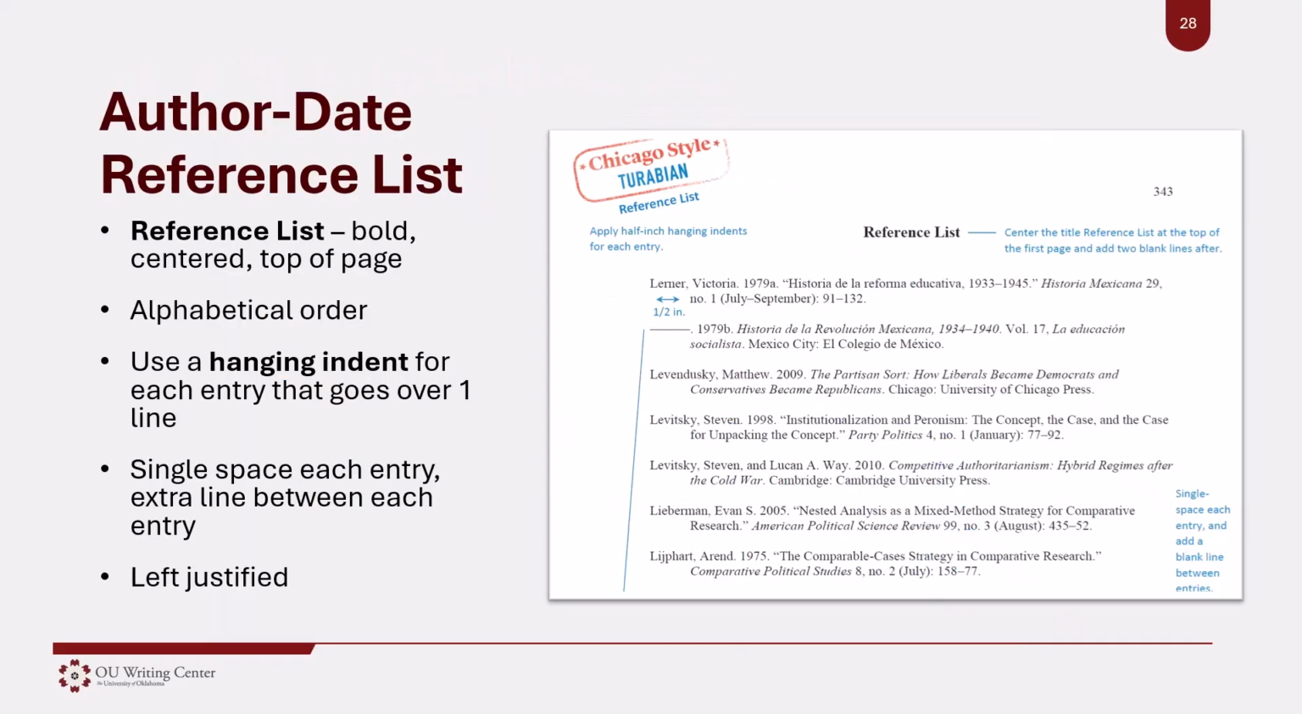When formatting your reference list, bold and center "Reference List" at the top of your page. Present your references in alphabetical order based on the author's last name, or title if an author is not listed. Left justify your references, then single space each entry with an extra line between each entry. And finally, use a hanging indent for each entry.